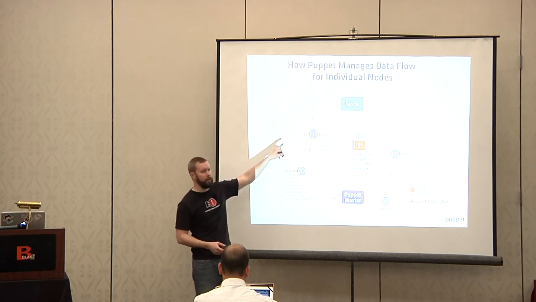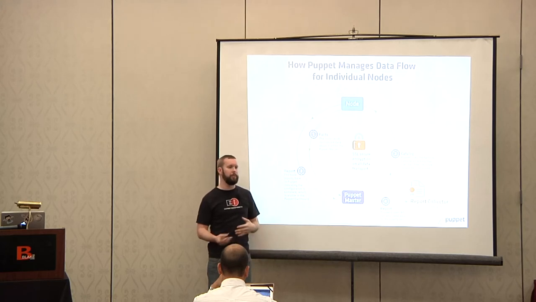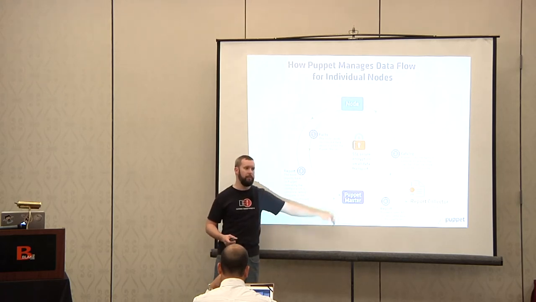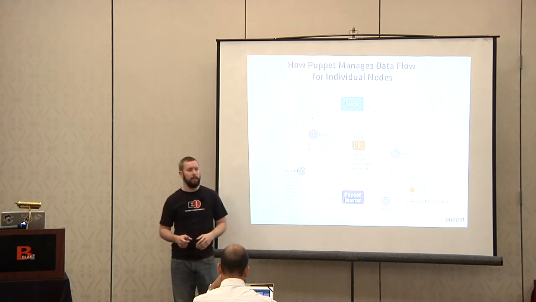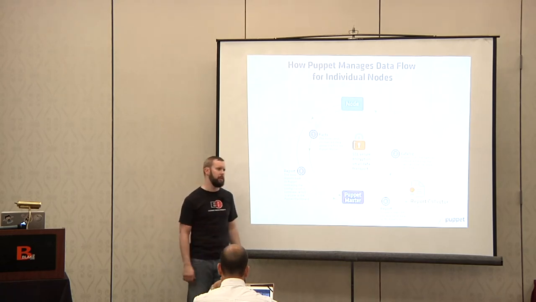So the nodes start off and they send a bunch of information we call facts about themselves to the Puppet master. The Puppet master then goes and sees, oh, well, you're this node. What code do I have associated with you? So what's your role? Were you the web server? Were you the database server, et cetera?